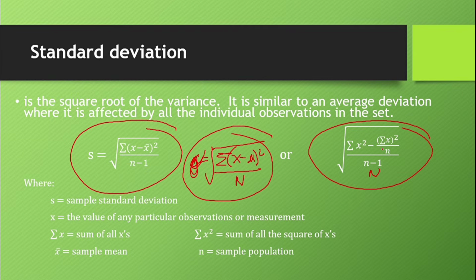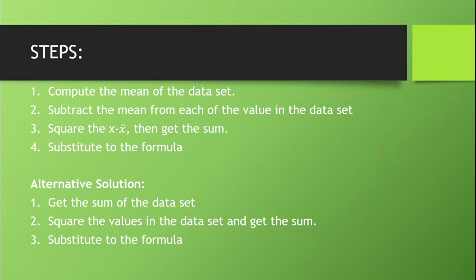If we're going to take the standard deviation for the population, but it's more likely we are going to solve for the sample. So the steps: compute the mean of the data set, subtract the mean from each value of the data set, and square x minus the mean, then get the sum and substitute in the formula. And here's the alternative solution. We just get the sum of the data set, square the values in the data set, get the sum and substitute to the formula.